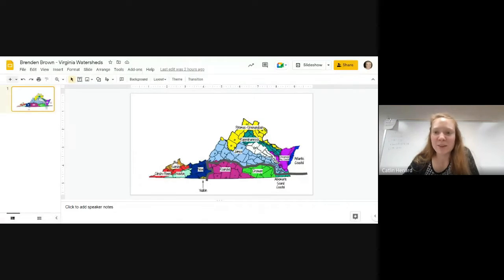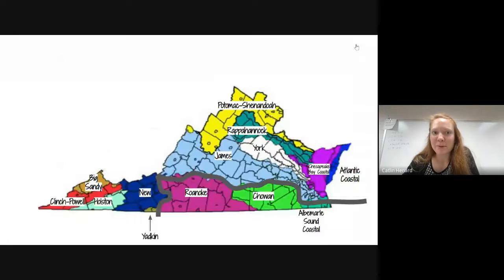All right, so looking at this map, we have 14 different watersheds in Virginia, and they're already labeled for you, so you can just fill yours in. You should have a word bank. And then these dark gray lines I drew are the divides. Those are the highest points of elevation, not in this state, but those are the divides that are separating our watersheds. So everything to the west of this line is going to the Gulf of Mexico.